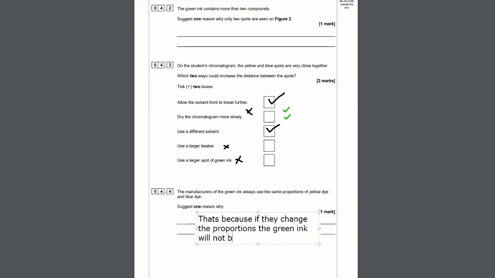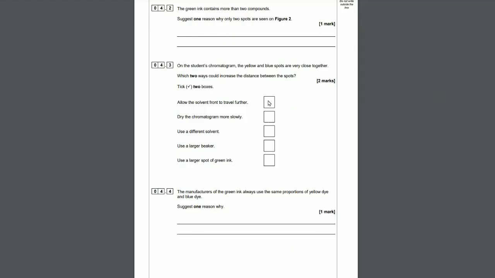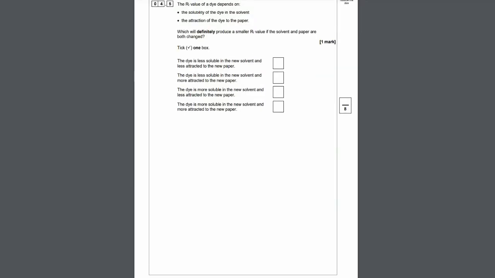The manufacturers of the green dye use the same proportions of yellow and blue dye. Why? Well, they want the same color green each time they sell their ink for making t-shirts and stuff. They want it to be the same color, so it needs to be in the same proportions. It's a formulation.